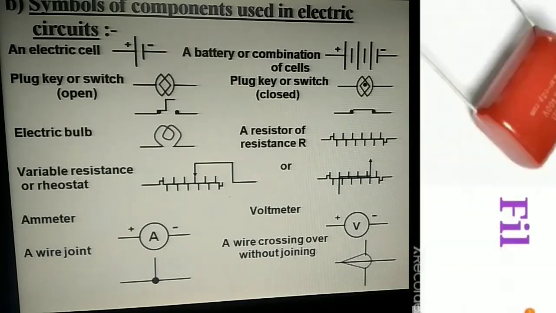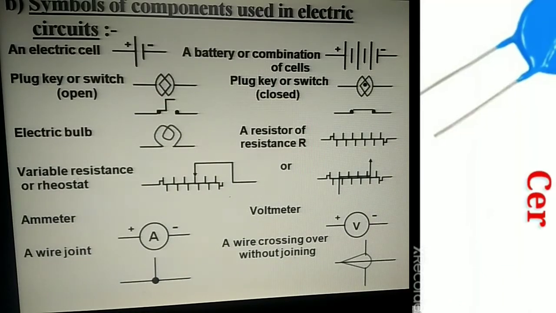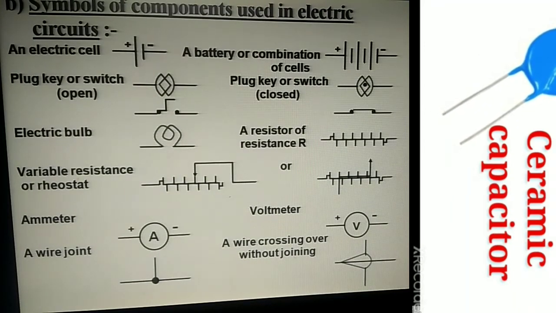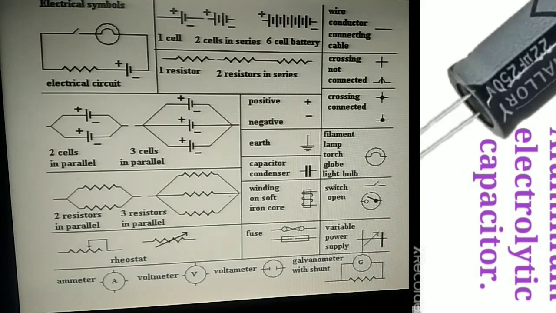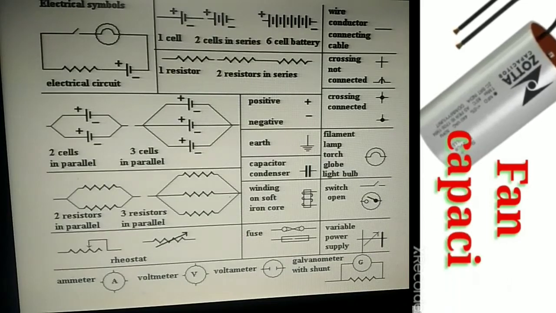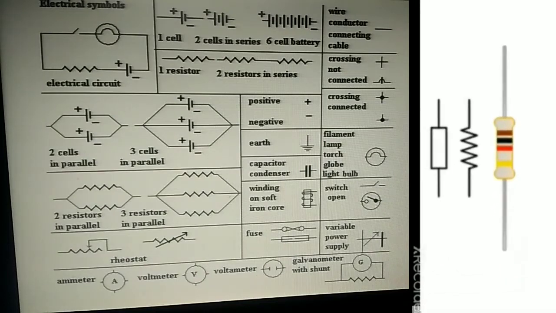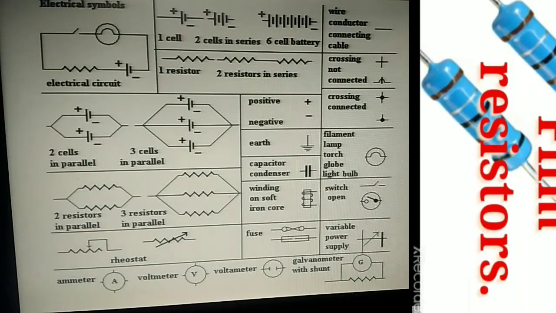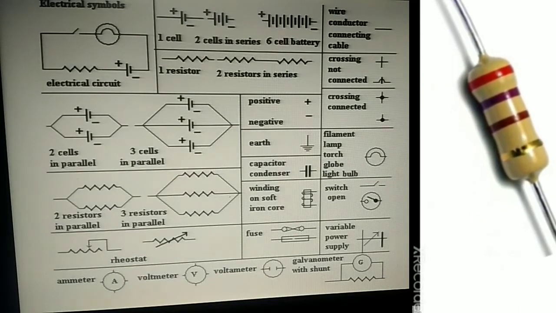current measuring device in a circuit, potential difference measuring device in a circuit, a wire joint, a wire crossing over without joining. Some other electrical symbols. The first one is a schematic diagram of electric circuit with switch open, constant resistance, a cell and a bulb or a globe. Cells in series, 6 cells in series, it's a battery.